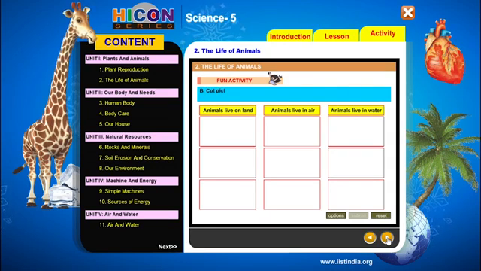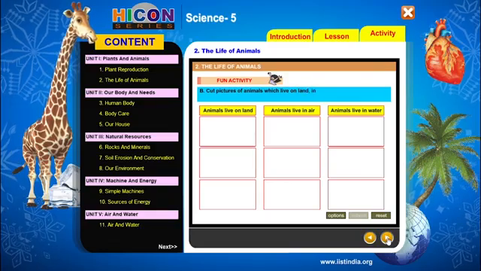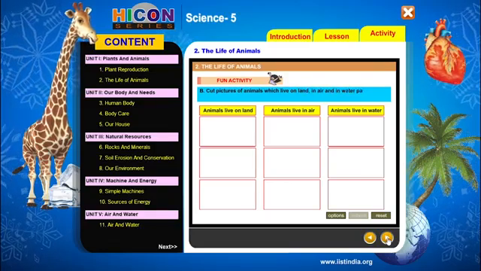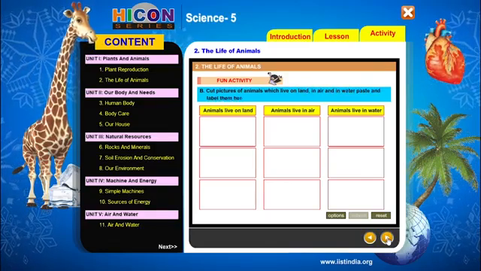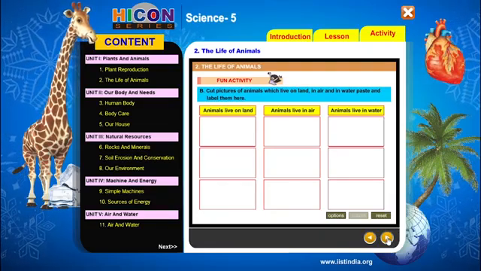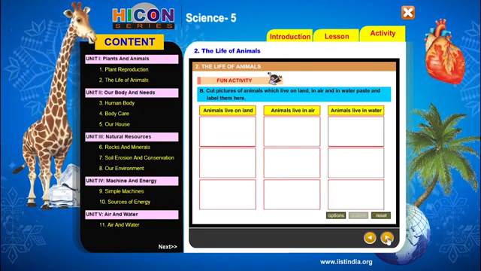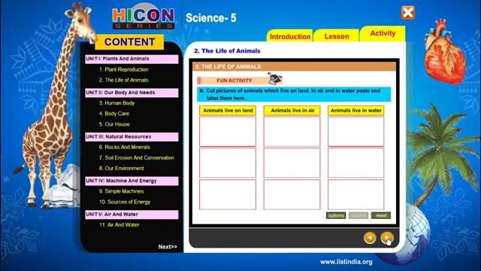So children, this is also a fun activity. Cut pictures of animals which live on land, in air and in water. Paste and label them here. So we have to cut and paste the pictures of animals which live on land, which live in air and which live in water.